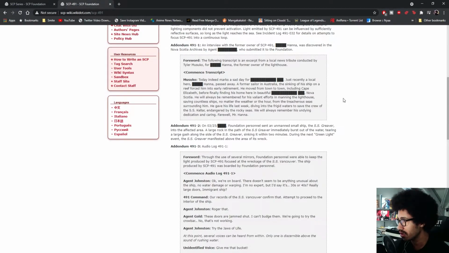Addendum 2. On the 25th, Blank Foundation personnel sent an unmanned small ship, the SS Griever, into the affected area. A large rock in the path of the SS Griever immediately burst out of the water, tearing a large gash along the side of the SS Griever, sinking it within 2 minutes. During the next green light event, the SS Griever manifested above the area of its wreck.